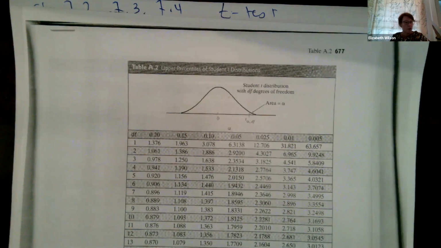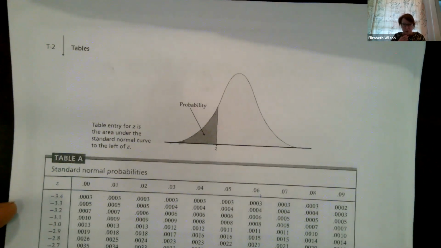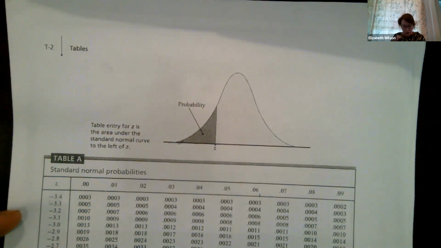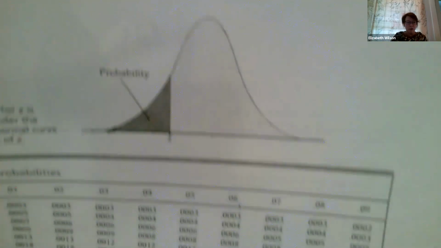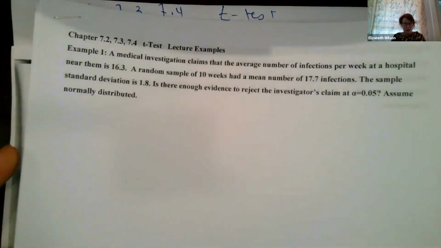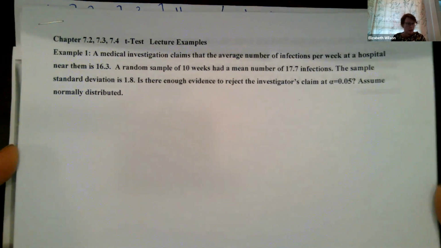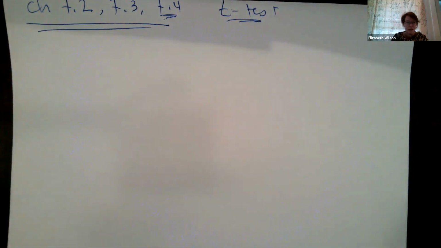I've also got my Z table here. I want to call your attention to the differences between our Z and our T table, and then how we need to think about this stuff as we're working through these problems. So these are the things that you'll want to have printed out, in addition to your lecture examples for chapter 7, because we're going to be working through those today as well. So have these out so that you can read them as we're working through the examples.